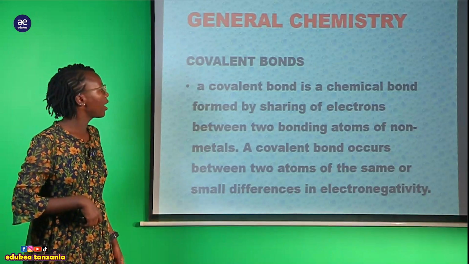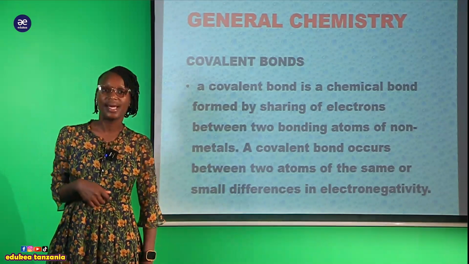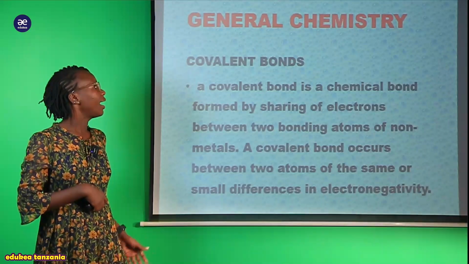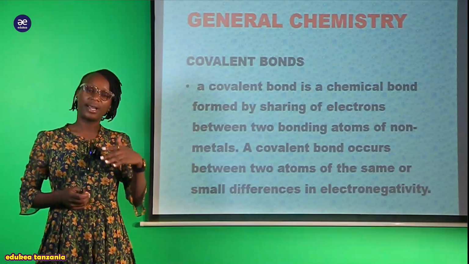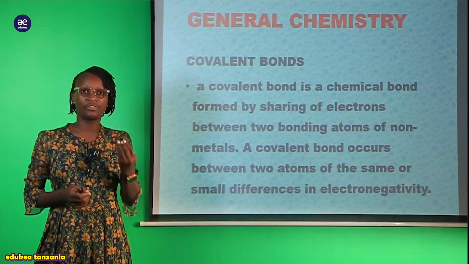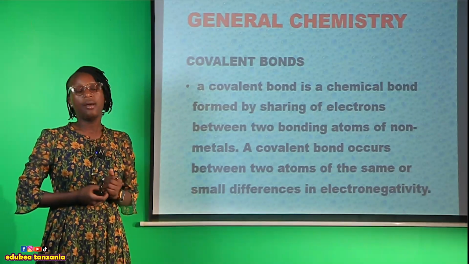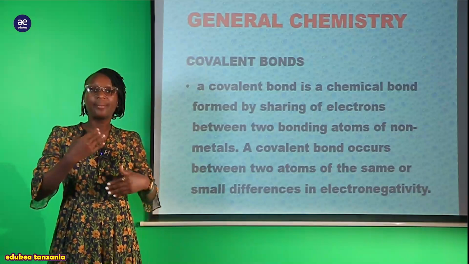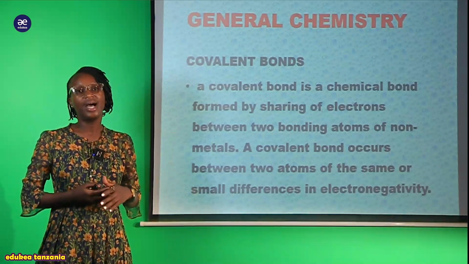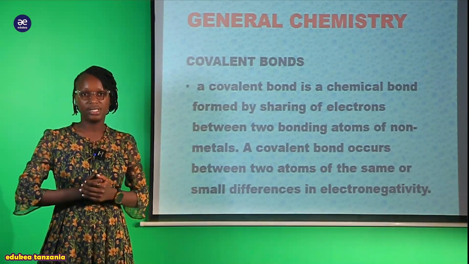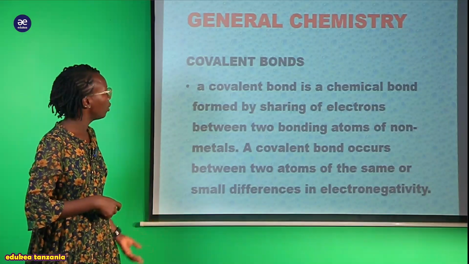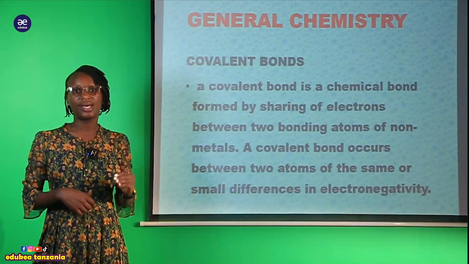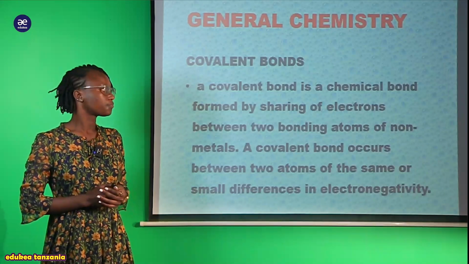Okay, so for today we are going to start to discuss the second type of bond known as the covalent bond. Covalent bond maana yake kwamba kama tumeelewa kuhusiana na electrovalent or the ionic bond, this covalent bond will be somehow vice versa ya ile electrovalent bond. So now we need to know what is covalent bond and what more information there is concerning the covalent bond.